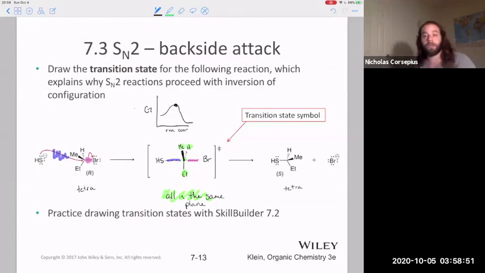In our transition state, again, think about it as an umbrella on a windy day. It's really going to invert during these reactions. This stereochemical inversion is something that's specific to an SN2 reaction.